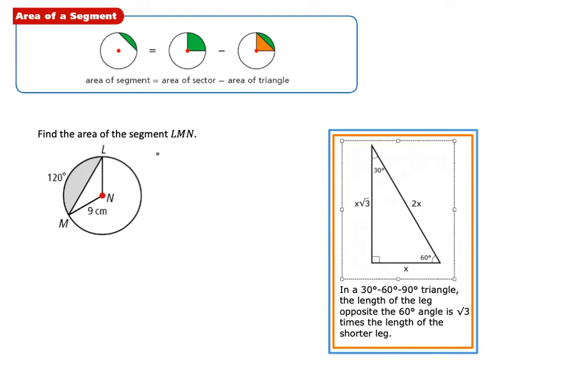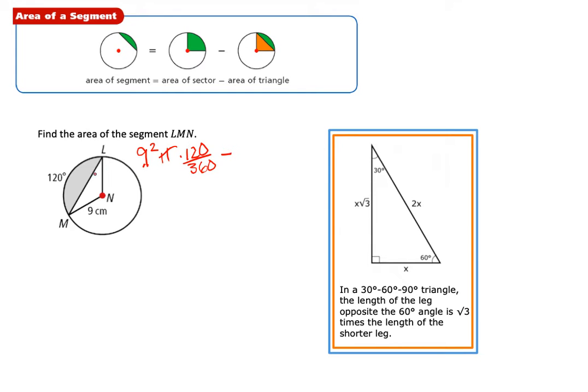So to find the area of this segment, LMN, and I don't know why it's called the segment. Anyways, this segment right here, this colored in portion, we need to find the area of the sector and then subtract the area of the triangle. Well, the area of the sector is just going to be your pi r squared, so 9 squared times pi times 120 over 360. And then we're going to subtract the triangle part.